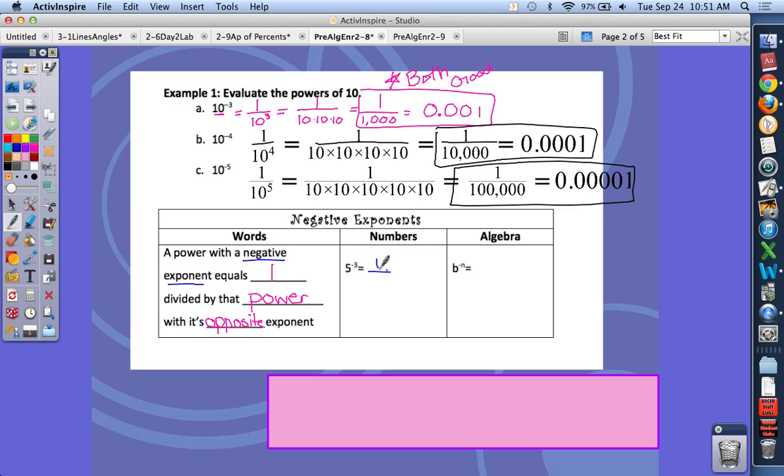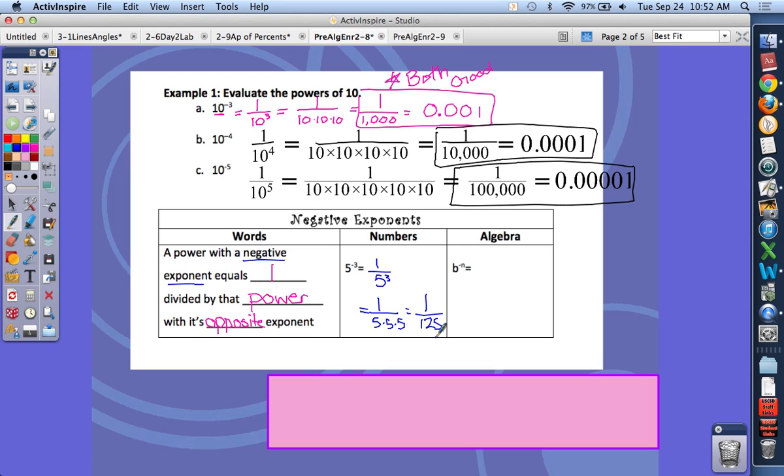So divide it by the same power. Remember, the power is the whole thing. It's the base with the exponent. But the exponent's going to be the opposite. So we're going to have 1 over 5 cubed. You could leave it like that, or you could evaluate it. If I asked you to evaluate, that would be 1 over 5 cubed is 5 times 5 times 5. What does that equal? 5 times 5 is 25. 25 times 5 is 125. So there's a numerical answer for you to see.